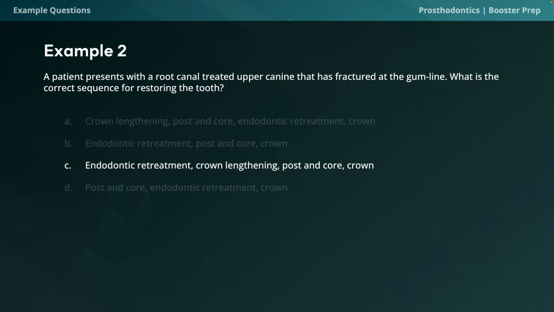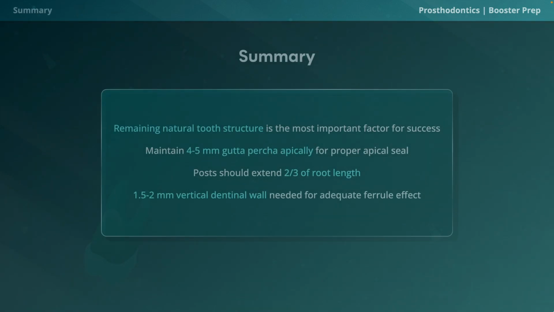So crown lengthening is a must. But typically, we'll want to retreat the root canal first since it's been compromised, followed by crown lengthening, then the post and core, and finally the crown itself.